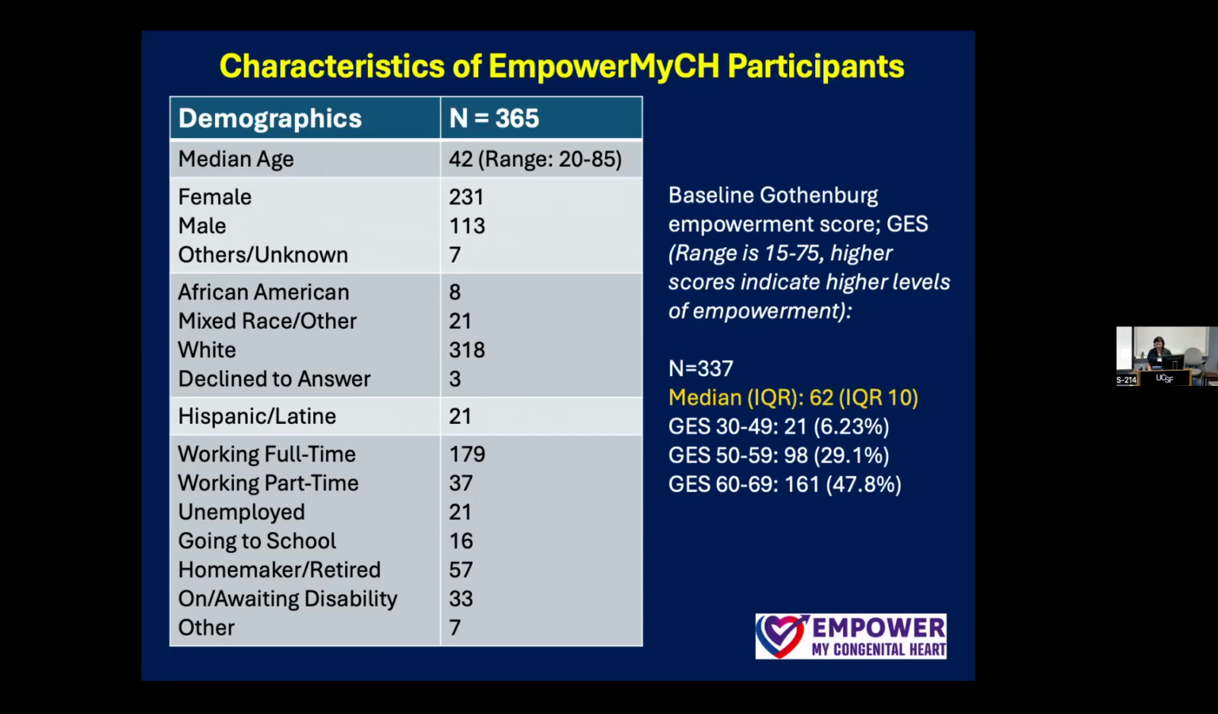Our median empowerment score is 62. The range for a score could go from 15 to 75, and higher scores indicate higher levels of empowerment.